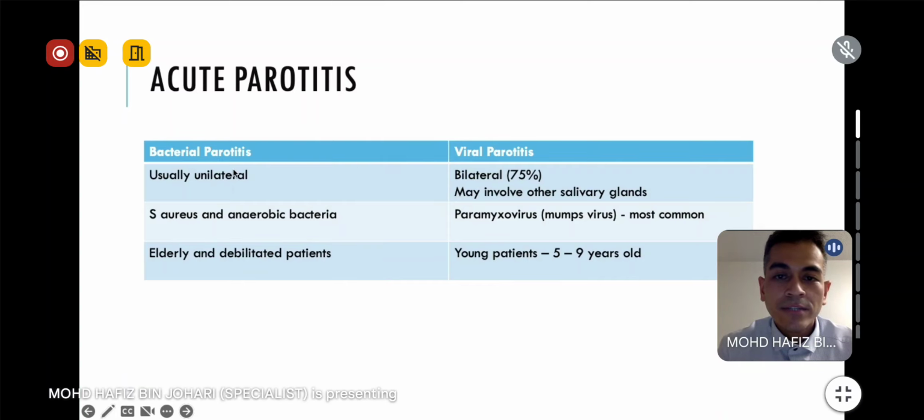For bacterial, it is usually unilateral. If viral, it is bilateral. For bacterial, the causative organism is usually Staph aureus. If viral parotitis, mumps virus is the famous one.